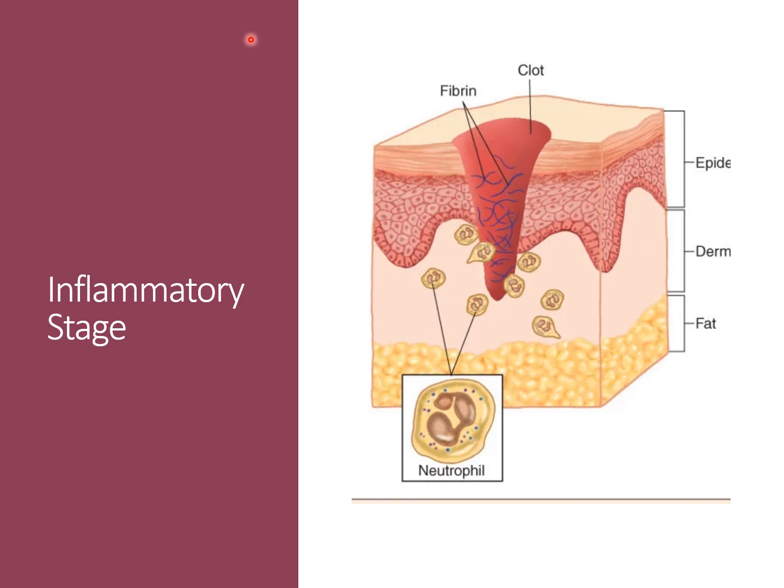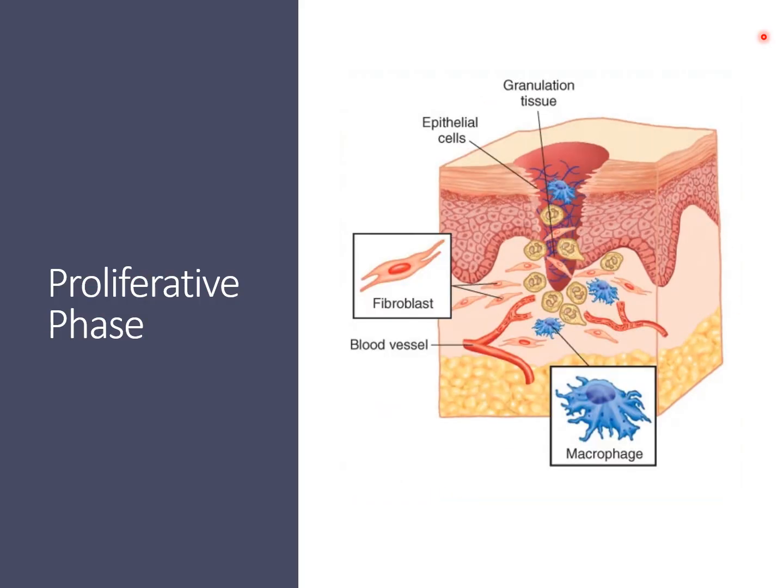After about 24 hours, the neutrophils are joined by macrophages, which continue to help ingest and destroy any cellular debris. And they also play an essential role in producing all of those growth factors that we talked about earlier that are going to become essential in the next stage of wound healing called the proliferative phase.